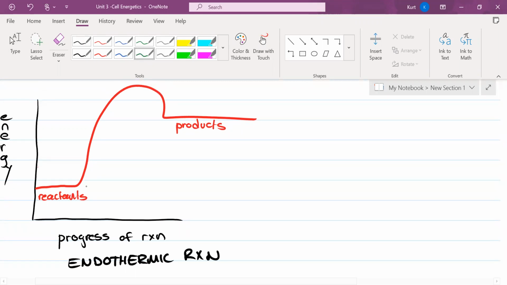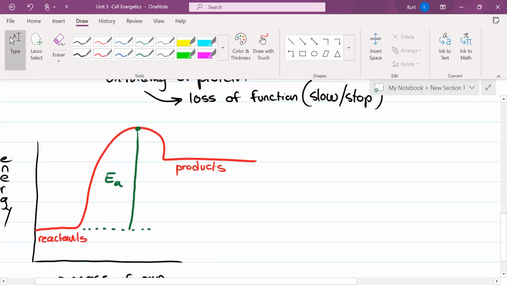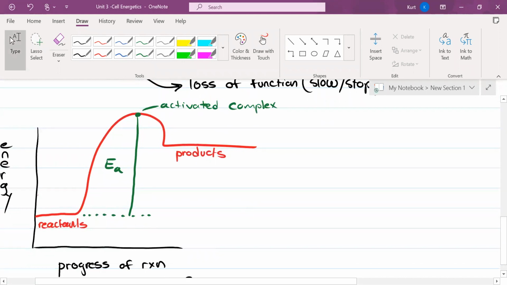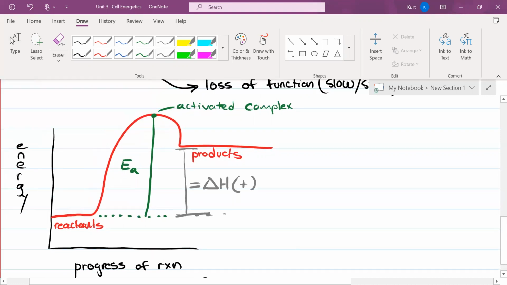From the reactant energy level to the activated complex is your activation energy. Once again, this is your activated complex. And the energy from your reactant energy level to your product energy level is the change in enthalpy. And because it's going up, this would be a positive value.